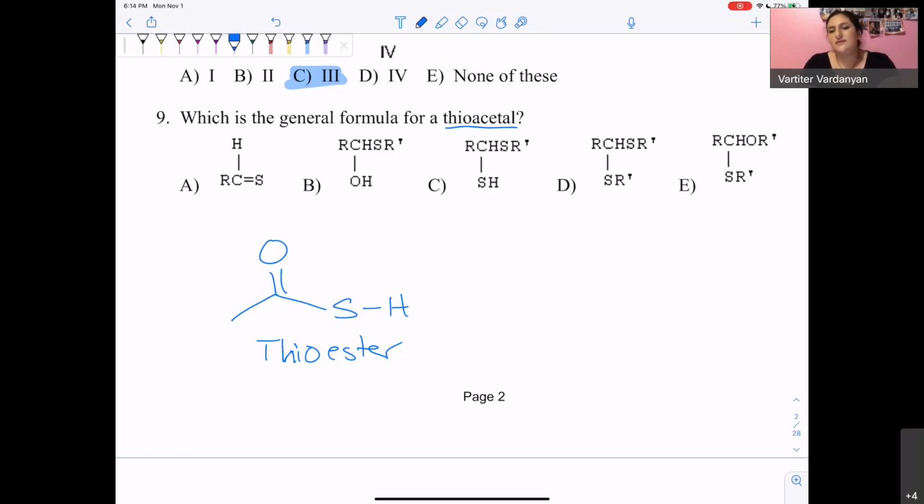So you don't necessarily replace all the O's every time. For example, the thioester, you only have one of them replaced. But for the thioacetal, yes, you would replace both oxygens. So with that in mind, you can get rid of these two answers. We can also get rid of this one because it has a double bonded S, and we know there's no double bonds in thioacetals. So now we're stuck between C and D. So what do y'all think?